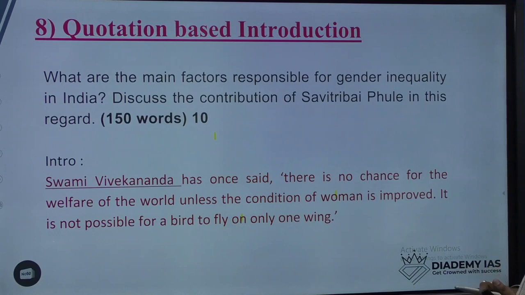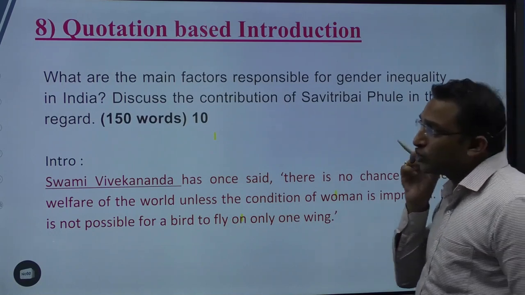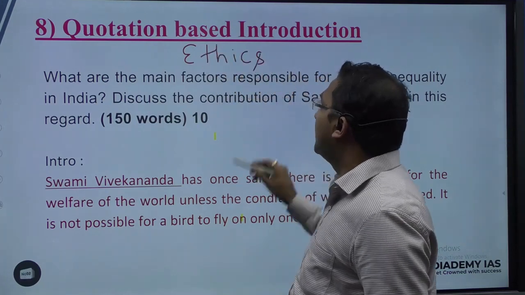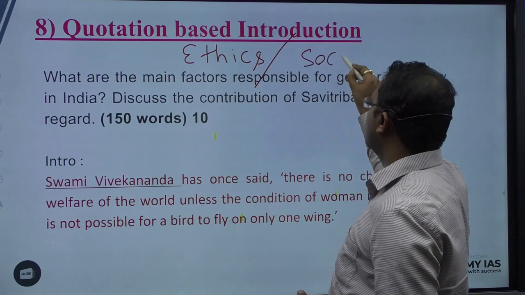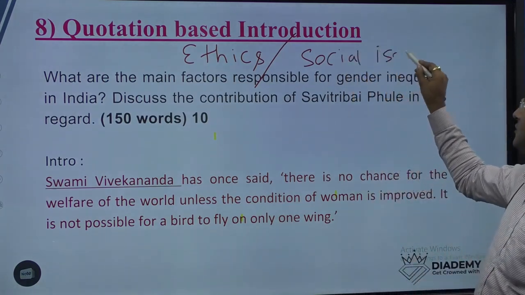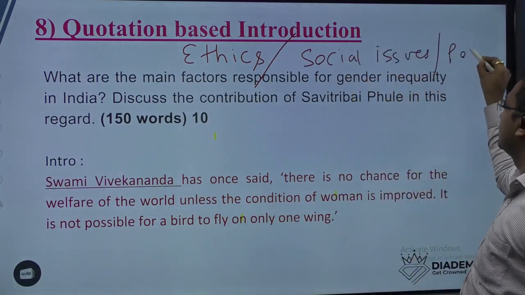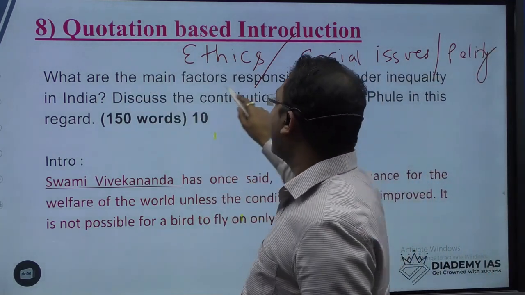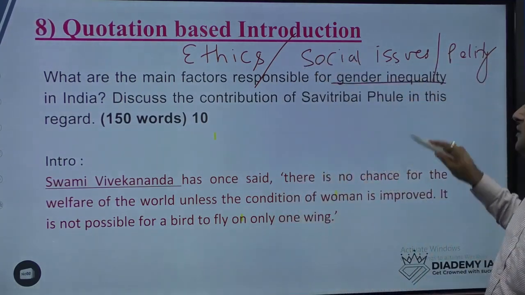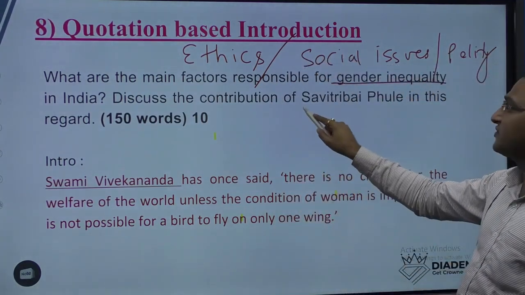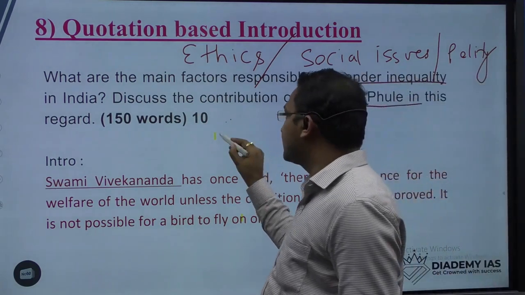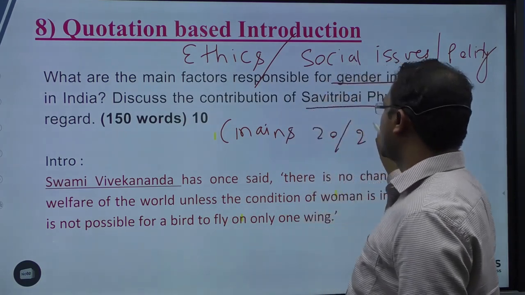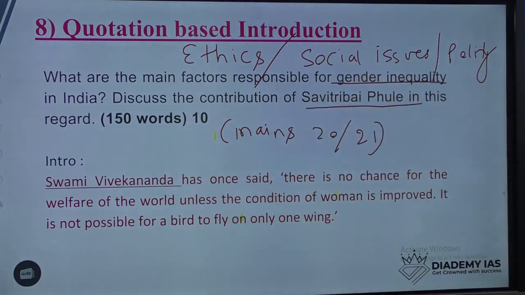Next is quotation-based introduction. Quotation mostly we use in the ethics, but we can also use in social issues. We can also use in polity, right? So this is a question, what are the main factors responsible for gender inequality in India? Discuss the contribution of Savitribai Phule. This is a question of Mains UPSC only, either 2020 or 2021. Out of these two, this is a question of one of the year.